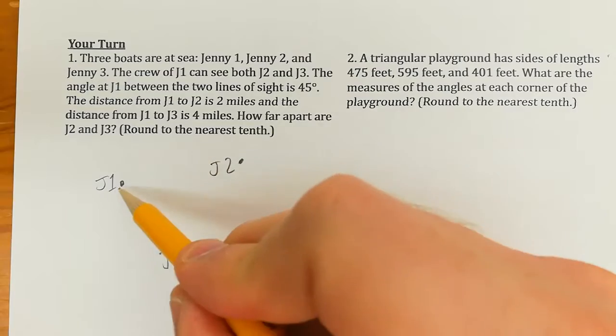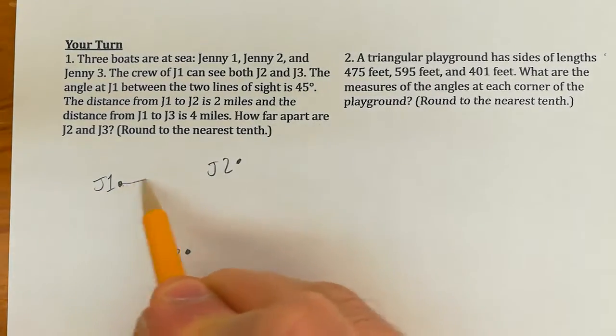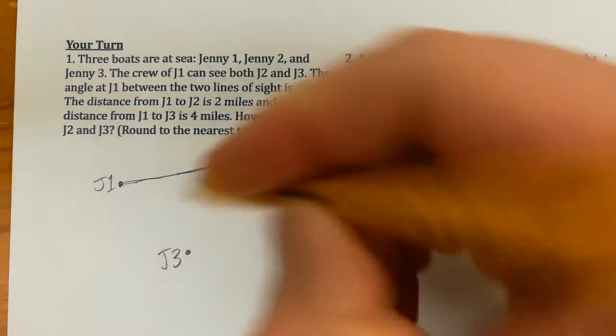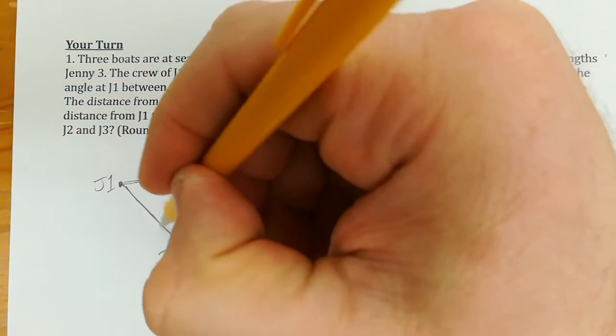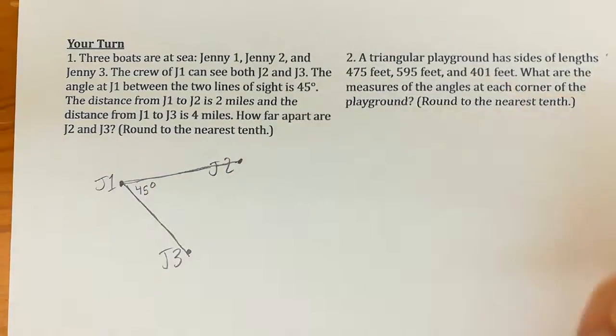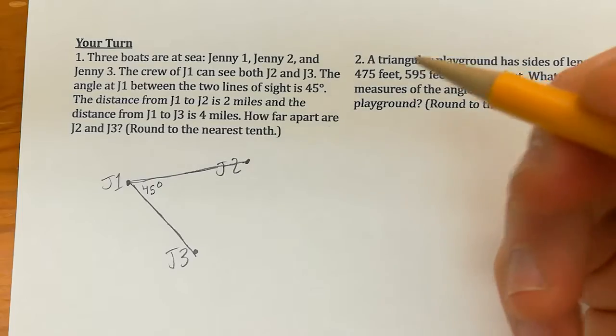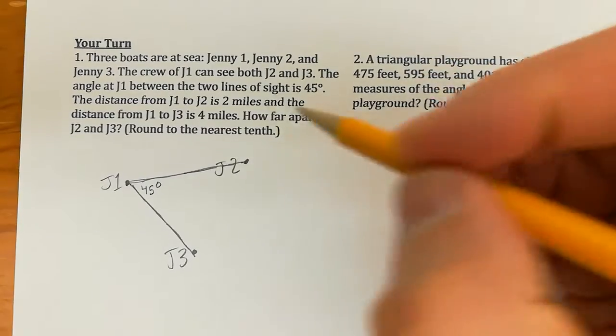So the angle at J1 between the two lines of sight is 45 degrees. So meaning like from here to here. Well, I just kind of got lucky there. And this does roughly look like 45 degrees. But you can always erase and fix that. It doesn't have to be perfect, right? These diagrams don't have to be perfect.